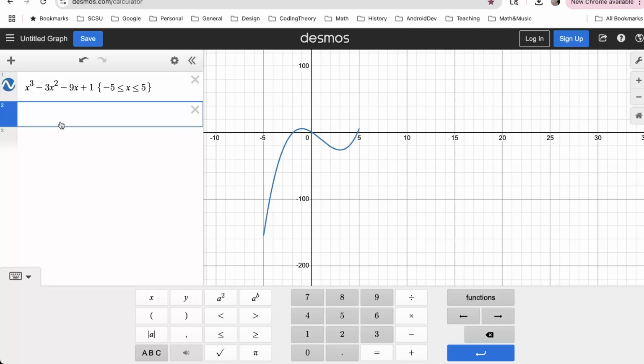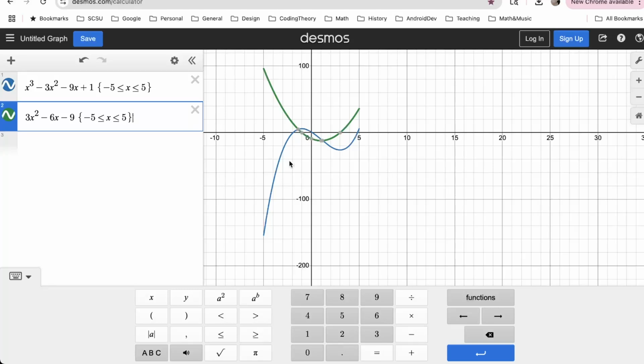We also are going to need the derivative of this thing, which I can go ahead and type into Desmos. The derivative is 3x squared minus, what's 3 times 2? That would be 6x, and then minus 9. That's our derivative. The plus 1 gets killed off. That should actually be restricted to the same domain. So minus 5 less than or equal to x less than or equal to 5.